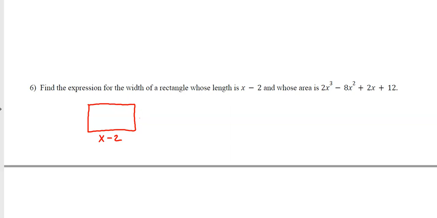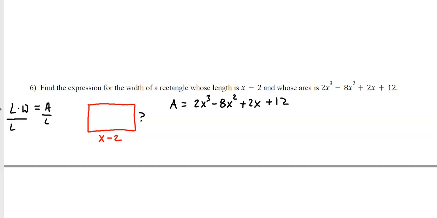I don't know what the width is. But I do know the area. The area is 2x cubed minus 8x squared plus 2x plus 12. Well, remember that length times width should equal area. So if I want to find the width, I could just divide the area by the length. The width should just be the area divided by the length. So I'm just going to do this area divided by the length.